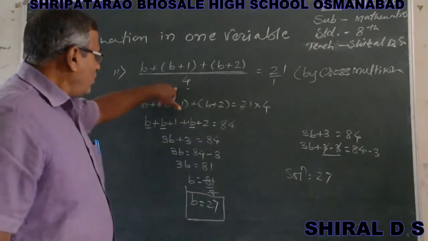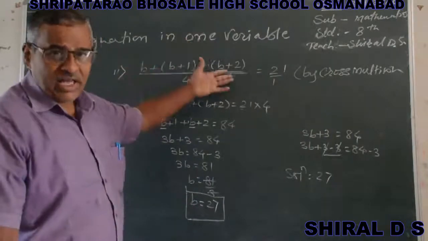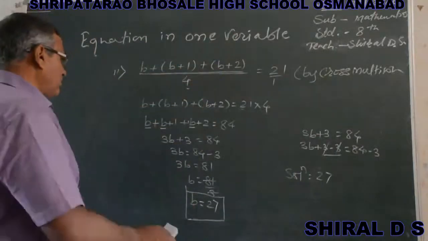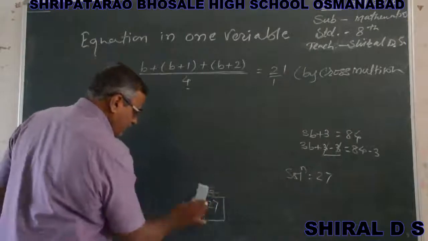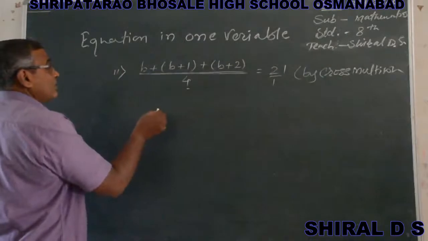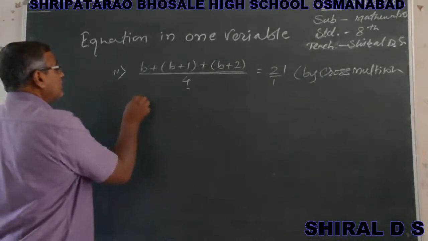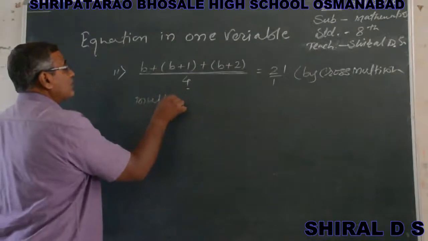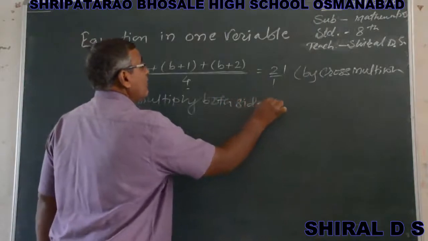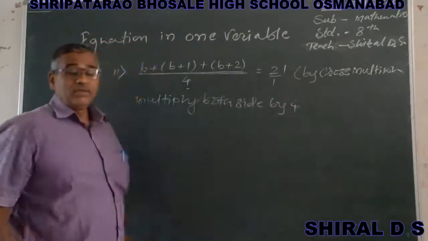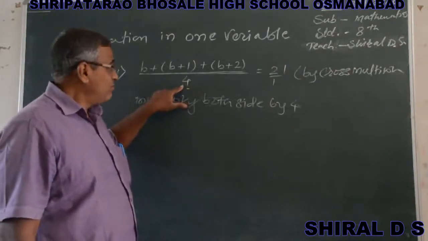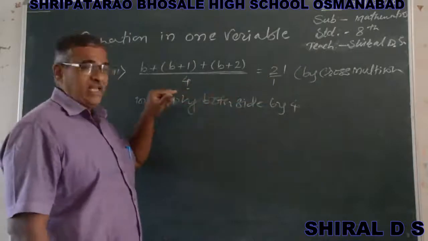This method we use, and another method also. How to solve the given equation by another method? Look here, very simply. Multiply both sides by 4. If the denominator is 4, then multiply both sides by 4, then 4 is cancelled here.